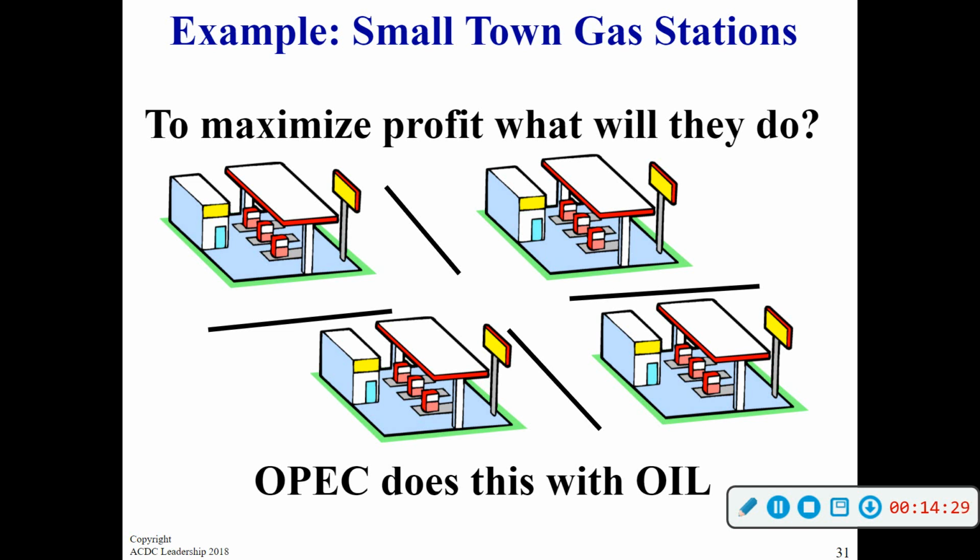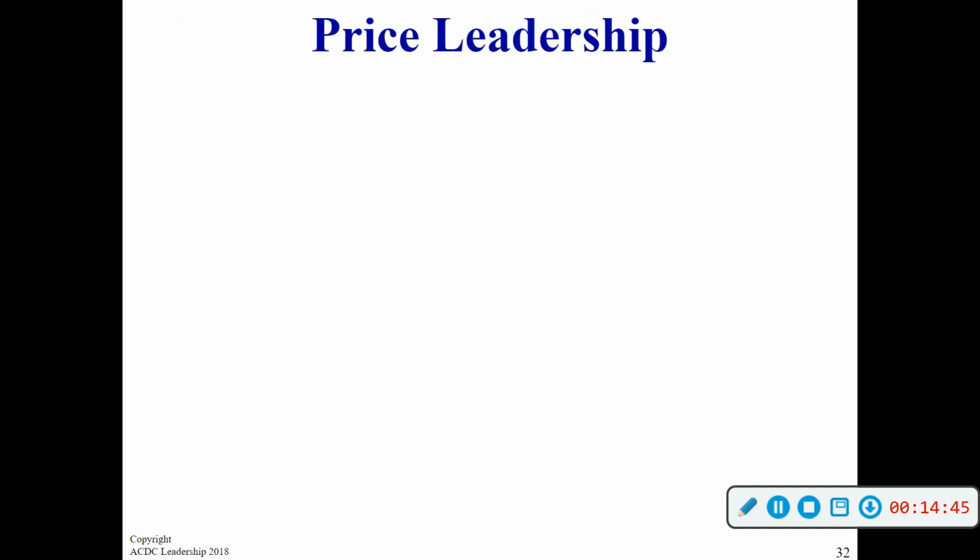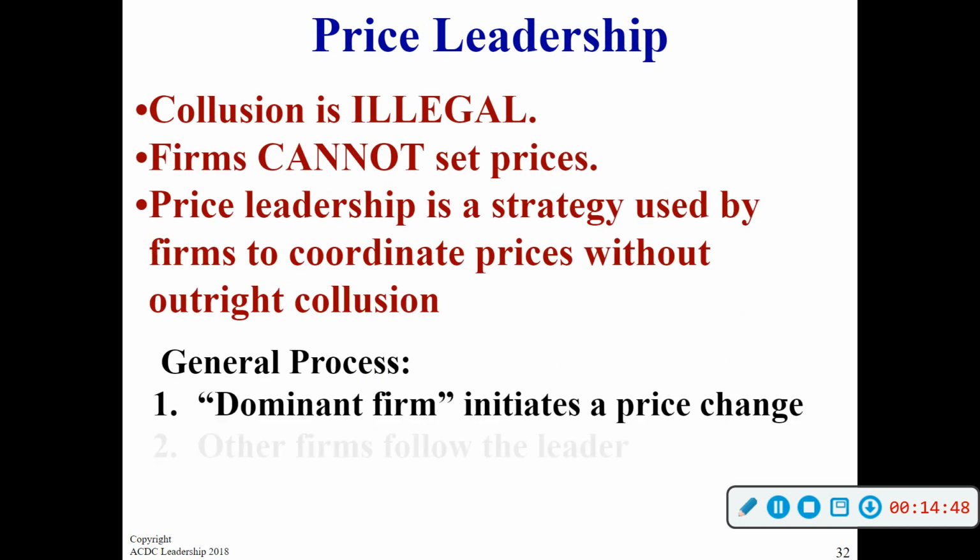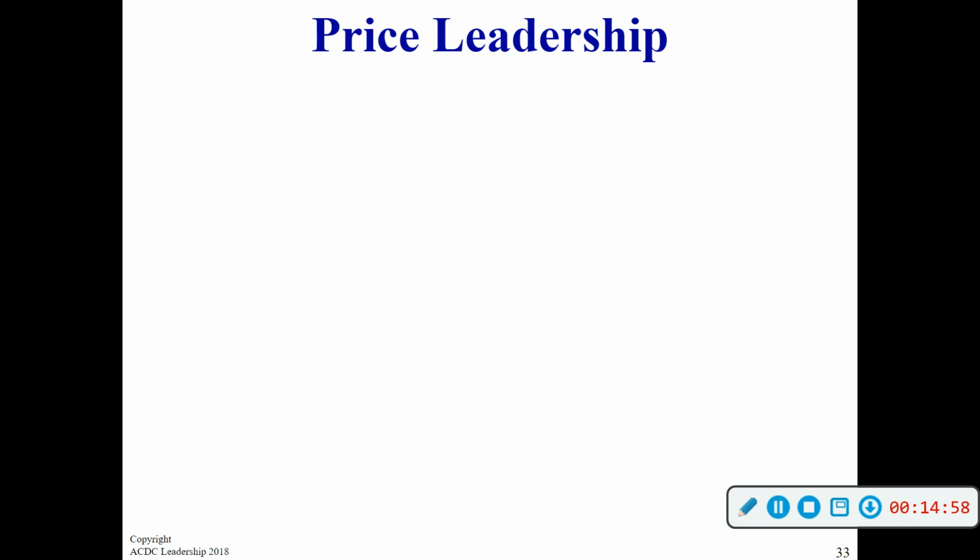Gas stations are kind of like this. If we have 4 gas stations on the corner and one of them raises their price, well, if that's the dominant firm, the other ones are going to raise their price as well. And so it helps increase the profits for everybody. But price leadership is based on one dominant firm controlling the decisions for everybody else. Collusion is still illegal. They cannot set prices, but like I said, it's essentially follow the leader of what they are going to do based on that one dominant firm that sets the prices for everybody else.